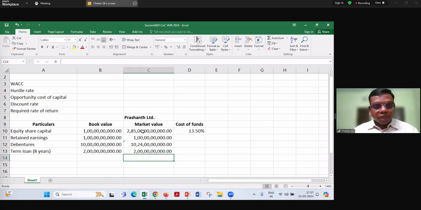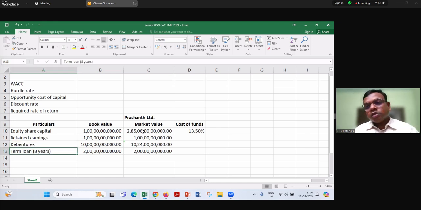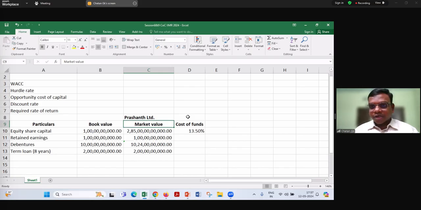Precisely, for equity share capital and debentures, we have separate market values. But for retained earnings and for the term loans, we don't have any market value. He should have asked me, then when there is no market value, why are you writing in the market value column? I'll come back in a minute and explain why I have written it there.